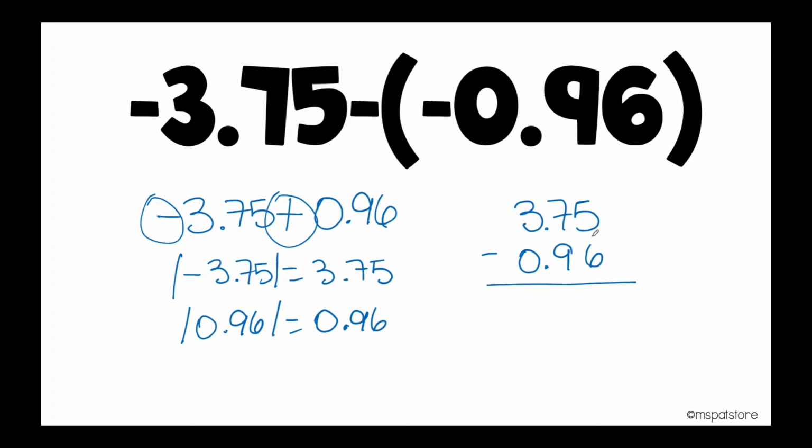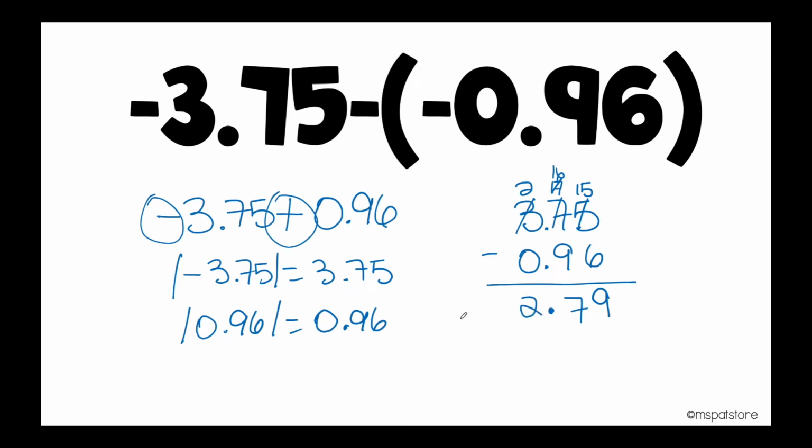Let's see. 5 and 6, I cannot do it. 7 and 9, I cannot do it. So I need to ask for the 3. I need to ungroup the 3. So the 3 will become 2. This one will become 17, but not so long because I need to ungroup and give it to my 5. So now I have 15 minus 6, which is equal to 9. 16 minus 9, which is equal to 7. Don't forget to bring down the decimal point, and then 2 minus 0 is 2.